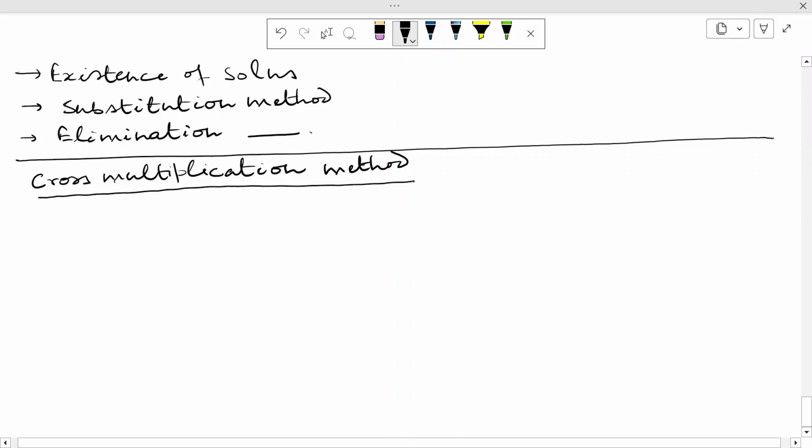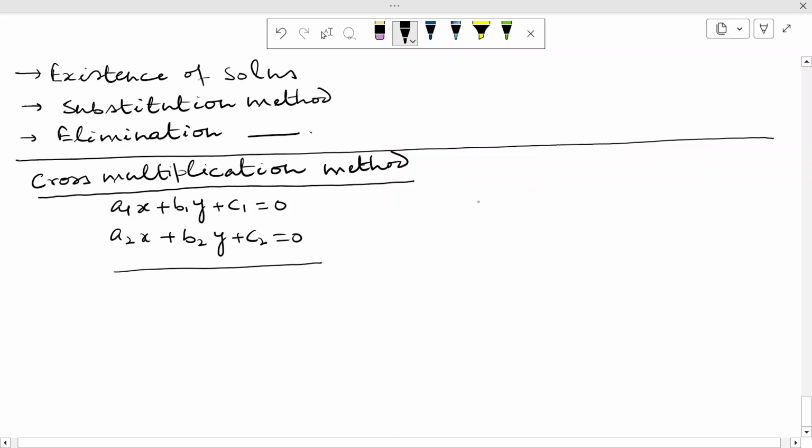सबसे पहले हम देखेंगे कि हमारा मेथड किस तरीके से काम करता है और उसके बाद हम इस पर कुछ एग्जांपल्स लेंगे. So let us first take the system. सो जनरली जो हमारा सिस्टम है वो हम इस फॉर्म का लेते हैं a1x प्लस b1y प्लस c1 इज इक्वल्स टू 0 एंड a2x प्लस b2y plus c2 is equals to 0.